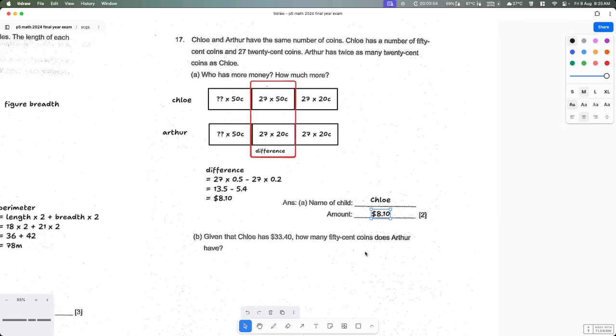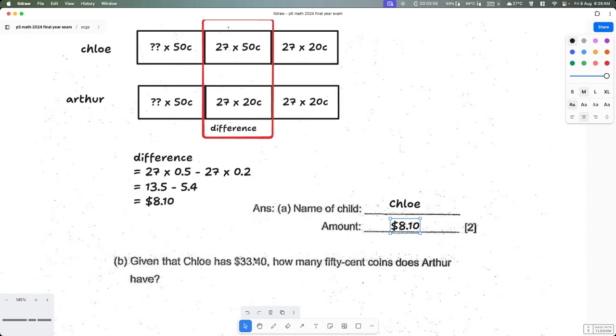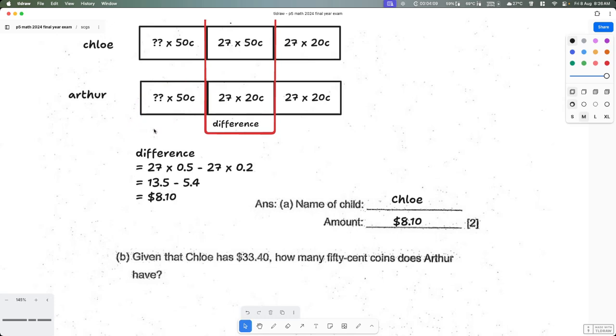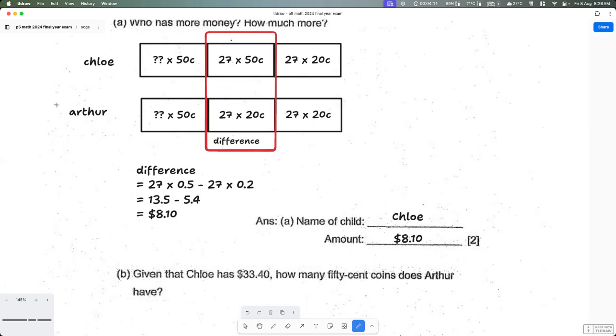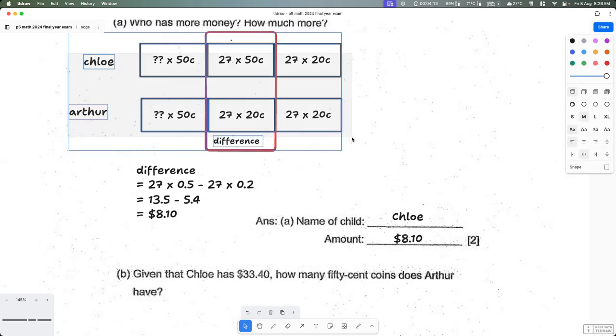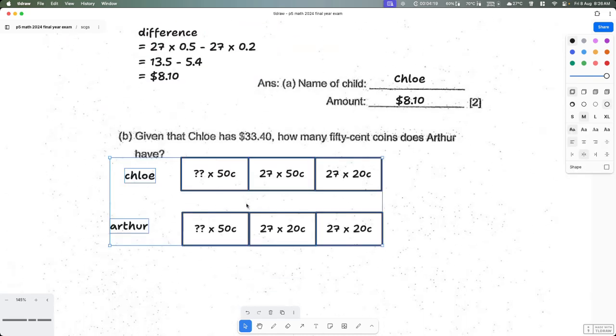Question B. Given that Chloe has $33.40, how many 50-cent coins does Arthur have? So that means we just need to know this over here. It's literally just this whole thing. So if I copy this, without this over here, and paste it below.